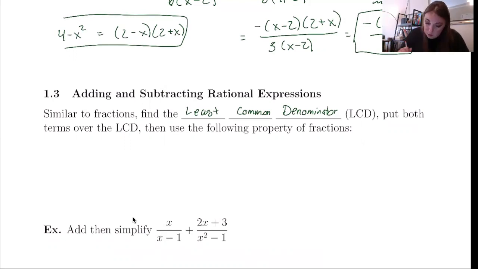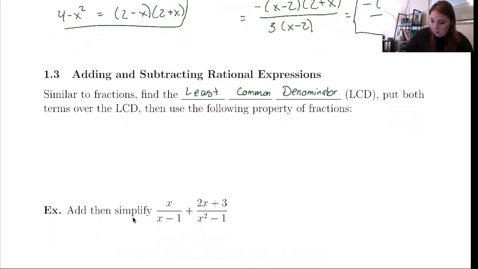Okay, so you put terms over the LCD, least common denominator, and then use the following property for fractions. What is that said following property? It's not in my note outline, so I need to find it real quick. Oh yeah, we talked about this section. It's just that A over C plus B over C equals A plus B over C.